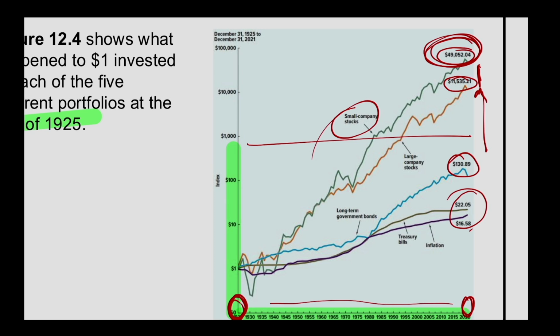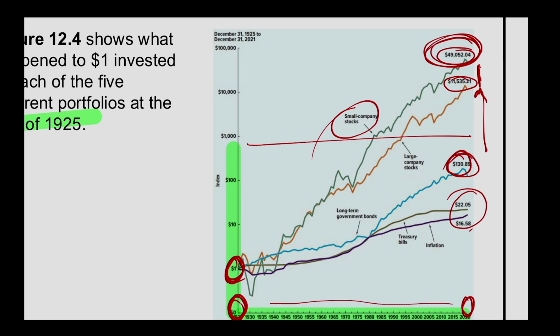But let me get back to the main point that the authors are trying to make here with this graph, and that is to say that small company stocks have done extraordinarily well. Large company stocks have done pretty decently as well. Even long-term government bonds are not bad. Remember, this is beginning with a single dollar back here in 1925. And by 2020, we have $130.